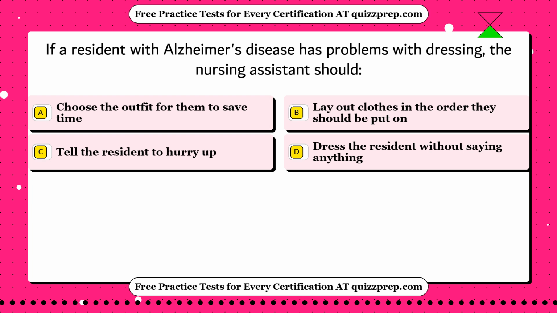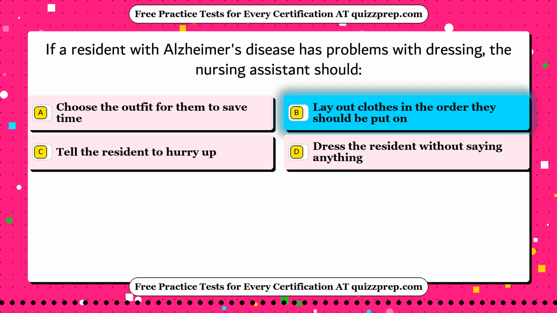Question 11. If a resident with Alzheimer's disease has problems with dressing, the nursing assistant should: Option A, choose the outfit for them to save time. Option B, lay out clothes in the order they should be put on. Option C, tell the resident to hurry up. Option D, dress the resident without saying anything.